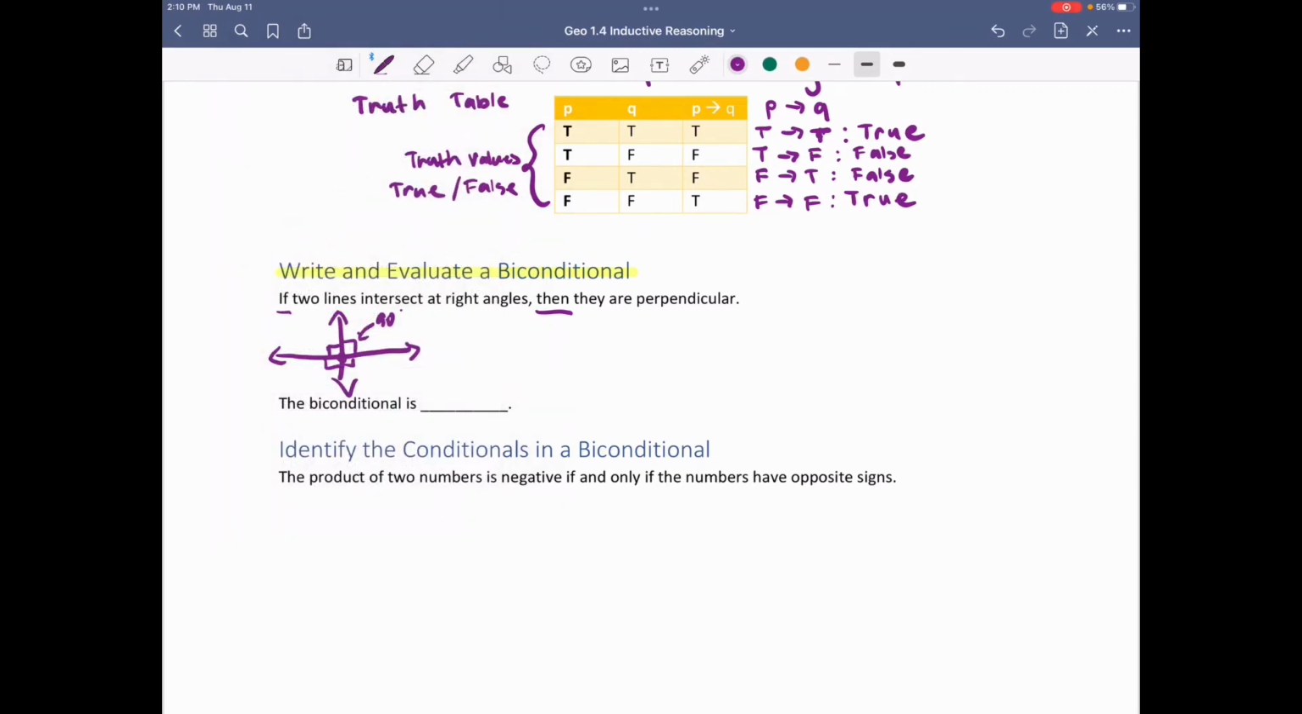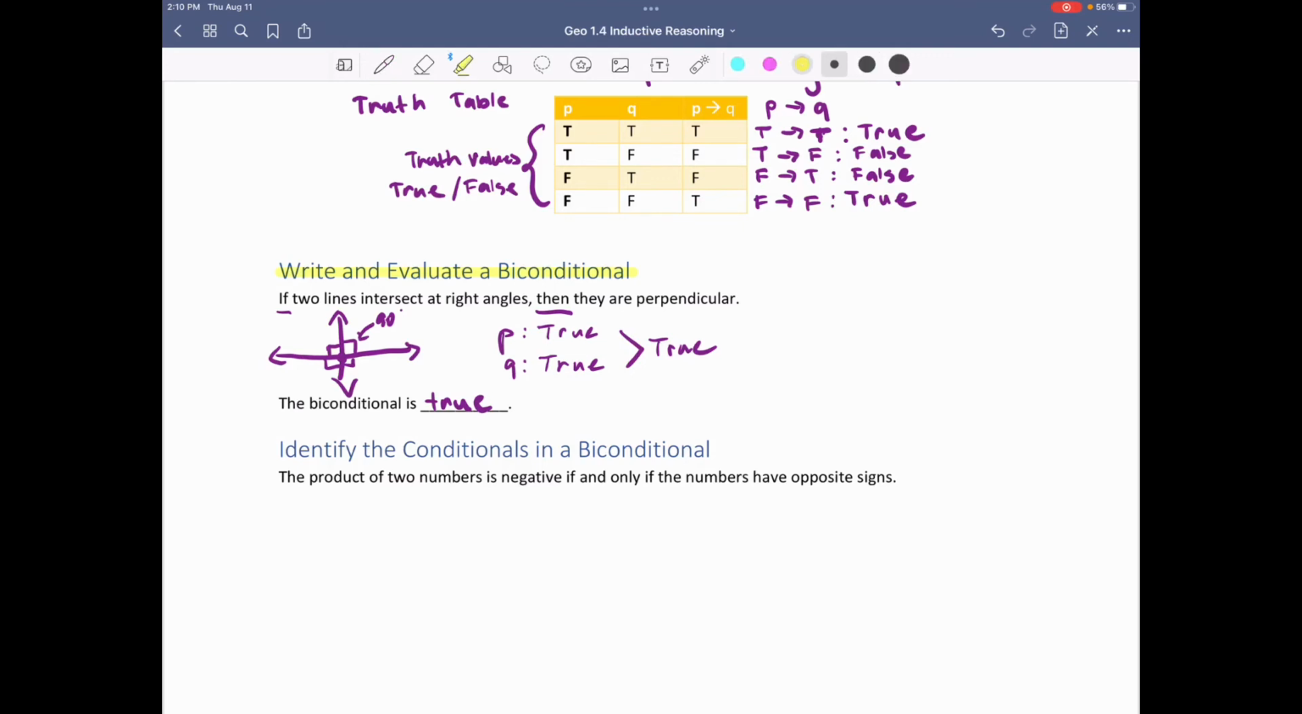And we have learned that if two lines intersect at right angles, they are perpendicular. So we would say that we have P, which is true, and Q, which is also true. And from our truth table at the top, we can see that if both P and Q are true, then that would mean our biconditional statement is true. So that biconditional statement is true.